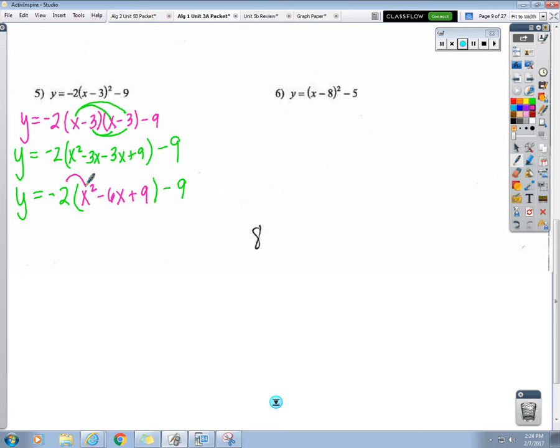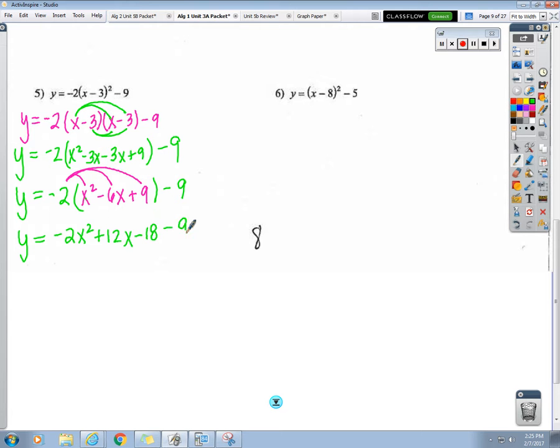Now I'm ready to distribute the negative 2. And so that will become y equals negative 2x squared plus 12x minus 18.